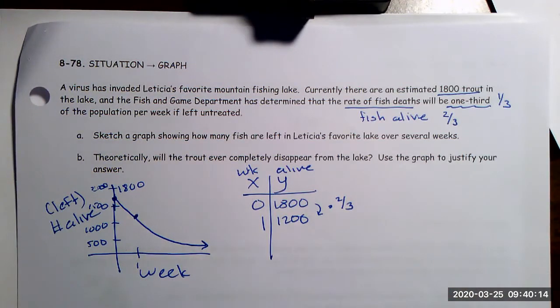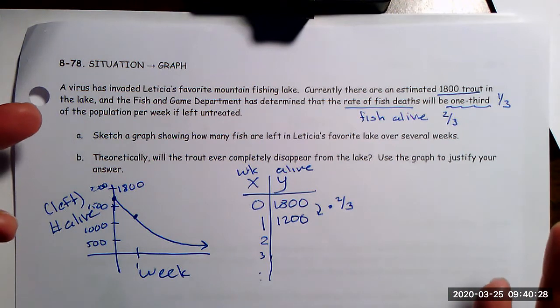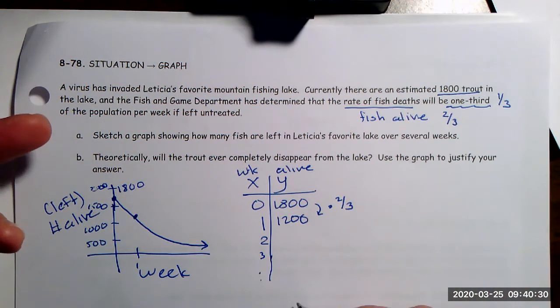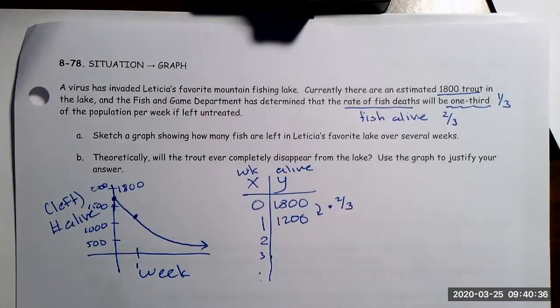So there's my graph. And then theoretically, will the fish ever disappear? If I continue this table, will I always have a number? Yeah, I will, because we have an asymptote here. Realistically, eventually you can't have half a fish, because once you get to a certain point, you're going to be like a half, a fourth, a 16th, and so forth. That's not exactly true because we're talking about 2/3. But you get the idea that this is never going to go below my x-axis.